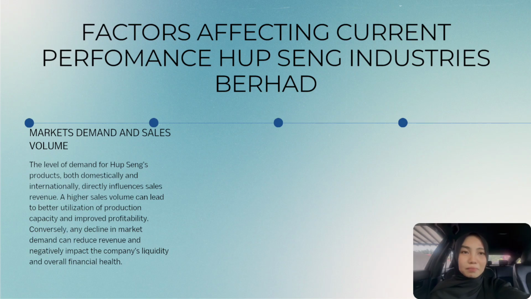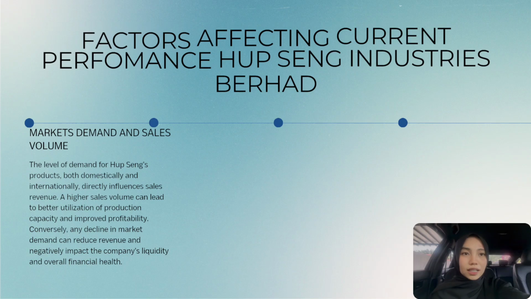Now we're going to explain about the factors affecting performance of Hup Seng Industries Berhad. The first one is market demand and sales volume. The impact is the level of demand for Hup Seng's products, both domestically and internationally, directly influences sales revenue. A higher sales volume can lead to better utilization of production capacity and improved profitability. Conversely, any decline in market demand can reduce revenue and negatively impact the company's liquidity and overall financial health.